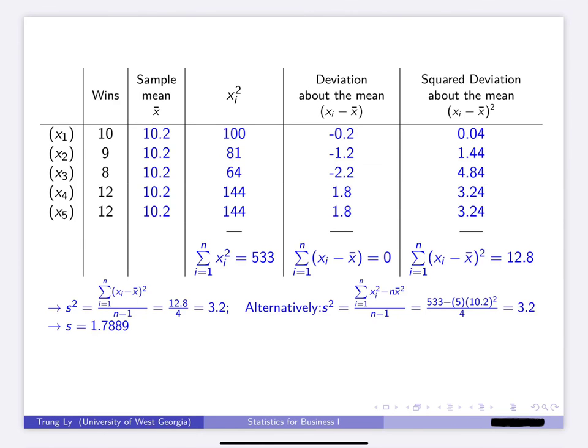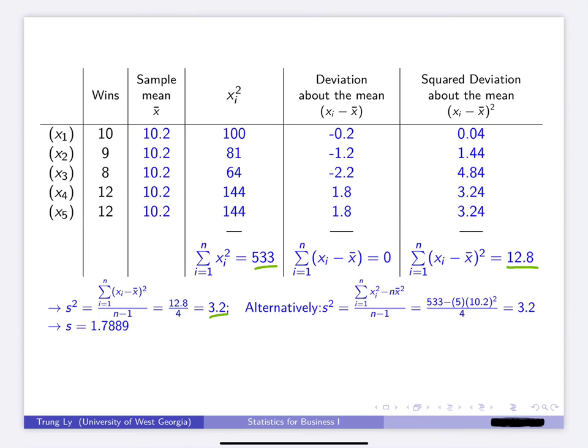So after filling out the table, you should have something that looks like this. The summation of xi square for i going from 1 to n, in this case 5, is going to be equal to 533. And then the summation of all the numbers in the last column is 12.8. So if you apply the first formula, then you take 12.8 divided by n minus 1, which is 4, that gives you 3.2.